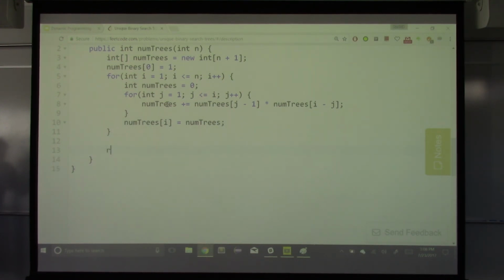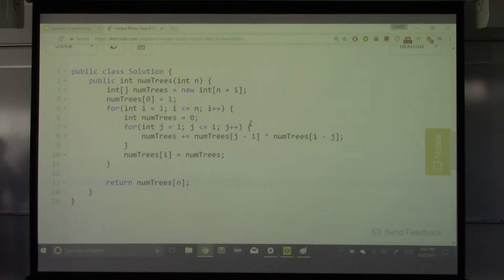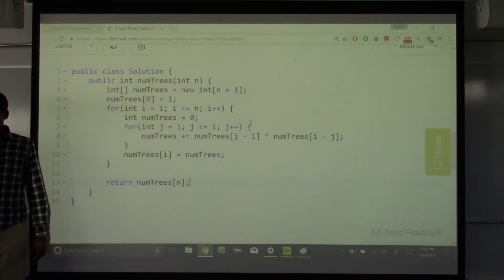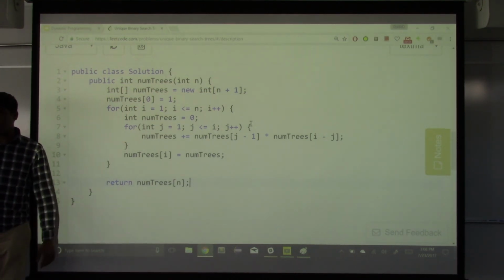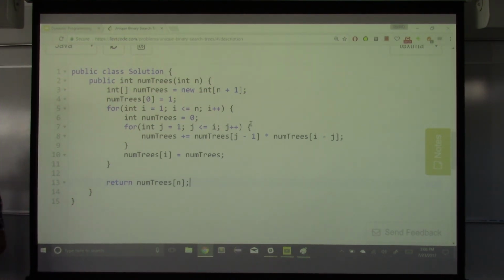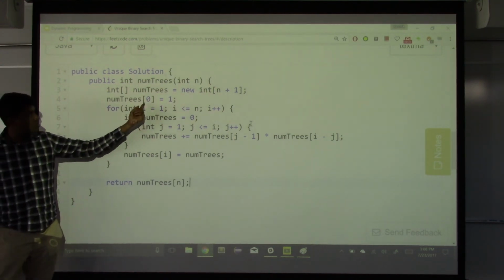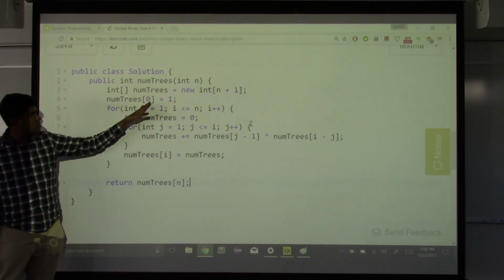And then what do you return finally? Trees of n. Okay, so whenever you write code, it's best to run it in your mind for a base case. So let's just run it for 1 first, see if it at least works for 1. So n is 1, this will run.